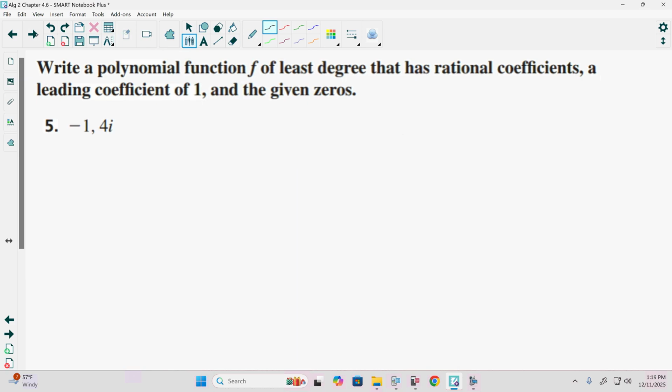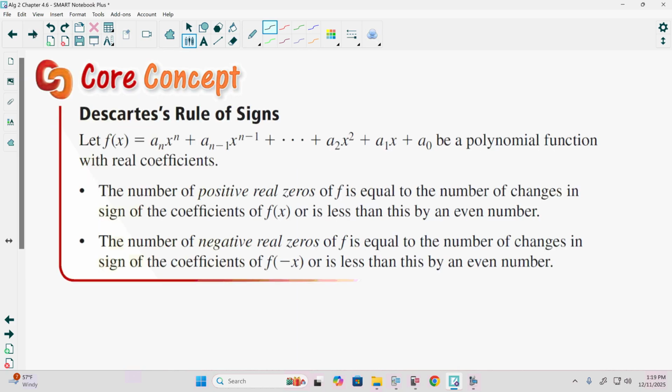But I'm going to be nice, and we're going to skip that and go to our final theorem. And that's Descartes' rule of signs. Now, Descartes' rule of signs is helpful in that it tells us the number of possible positive zeros and the number of possible negative zeros, or less than it by an even amount. So it'll tell us the maximum number of possible positive zeros and negative zeros we can have. It gives us a better idea of the function.